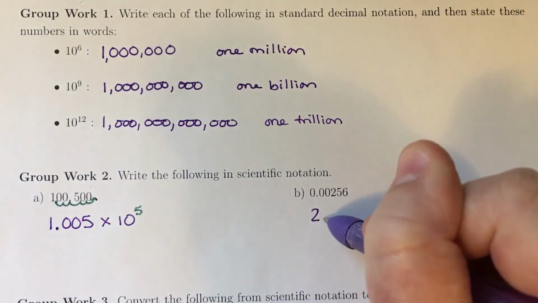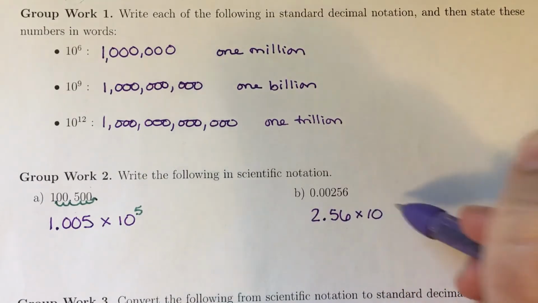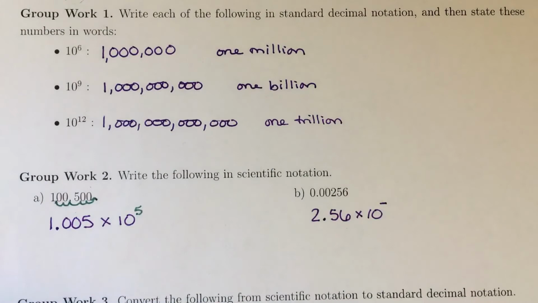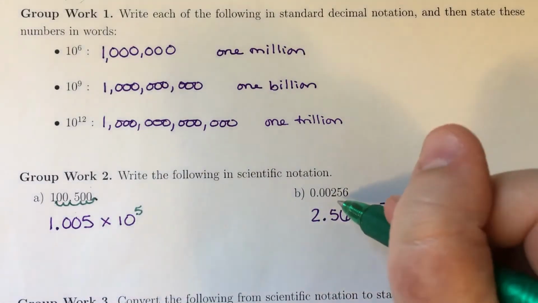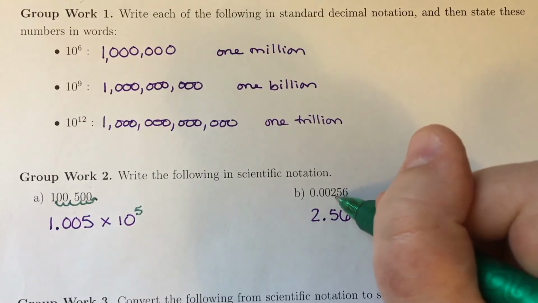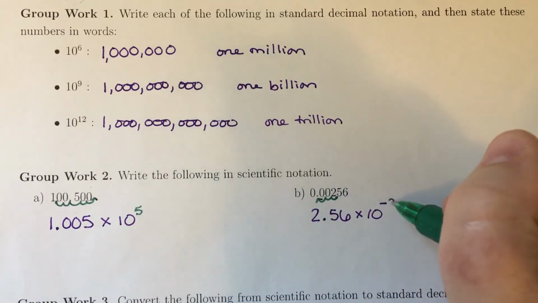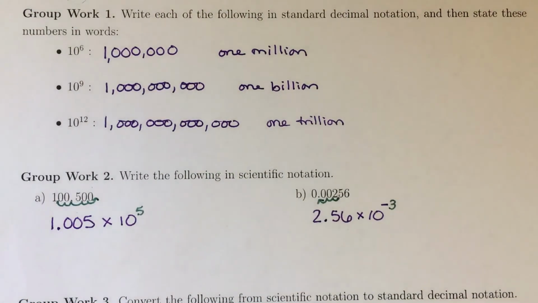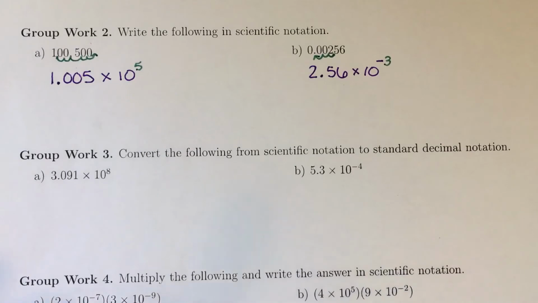This next one, I know I'm going to start with 2.56. And I know it's going to be a negative exponent because we're starting with a small number, a decimal. And the number of places I need to go is back 3. So negative 3.